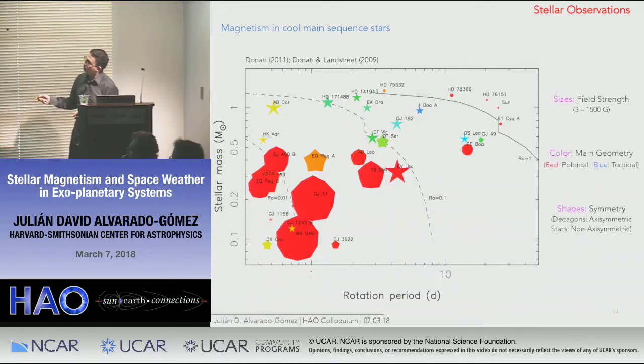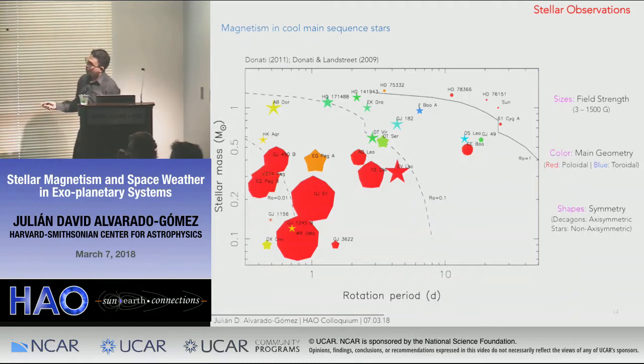And then, this is stellar mass, and this is rotation period. If you stay at the same mass as the sun, you will see that as soon as you go to shorter rotation periods, the symbols start to grow bigger. And this means that the fields become stronger. The color represents the main geometry. So if it's red, it's basically poloidal field. And if it's going to the blue, it's going to be like a toroidal, wrapping-up field. Like this one, this is the star I was showing you in the previous slide, Sai Boo A.